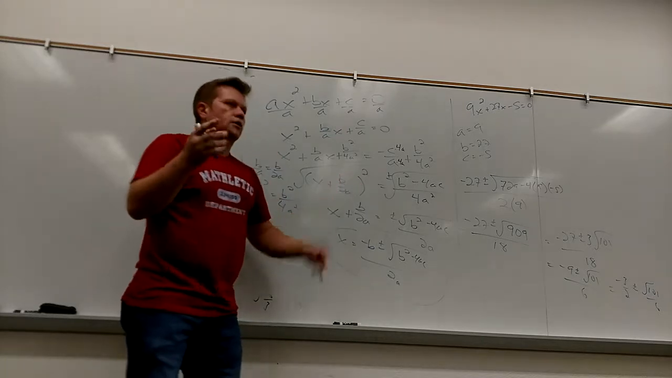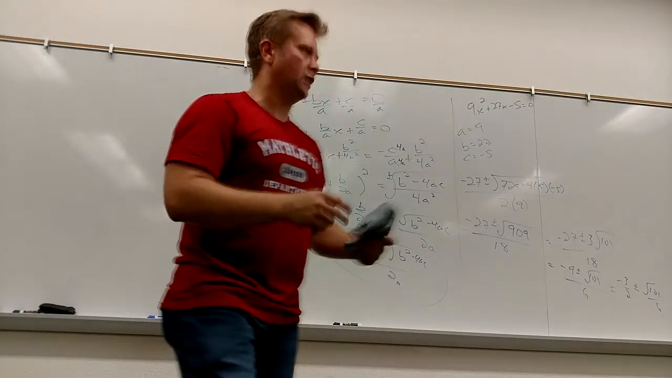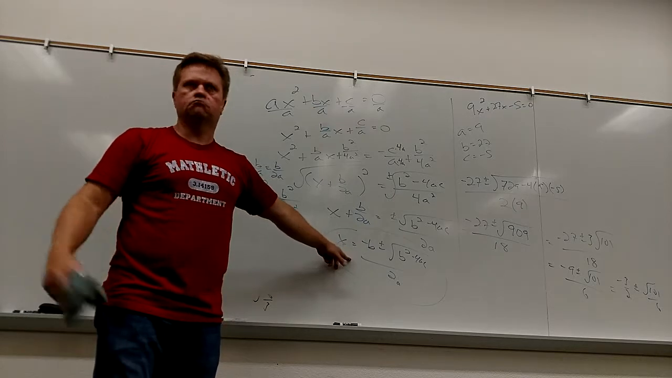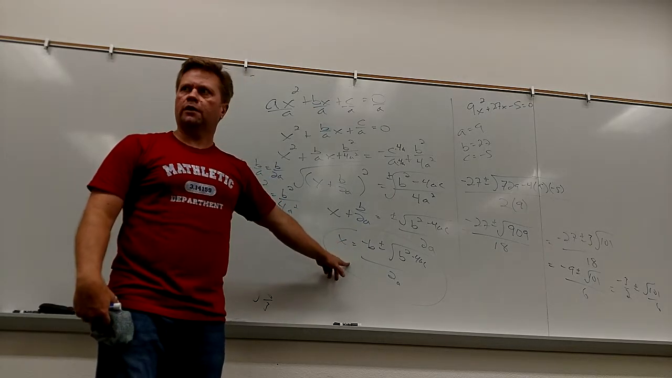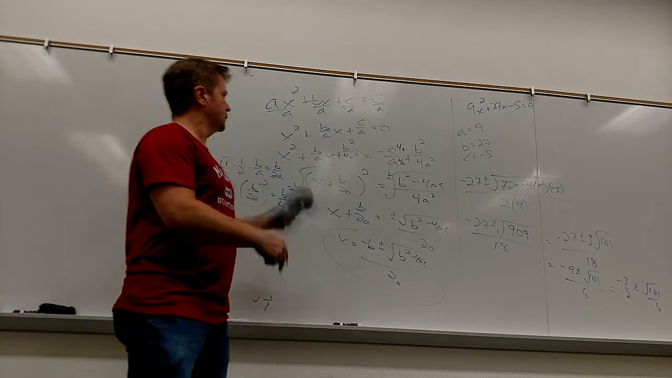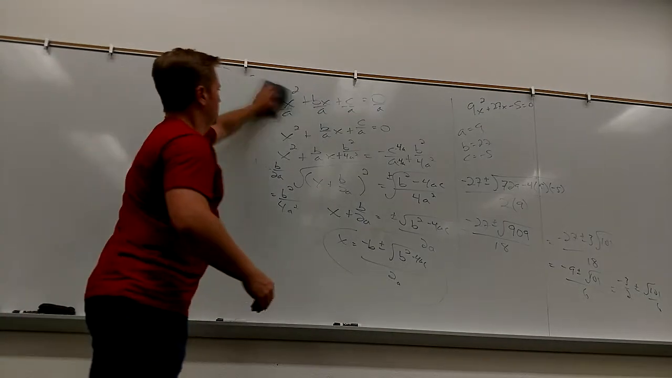Okay. So, if you didn't know the quadratic formula, now you see where it came from. You must memorize this. All right. When I become senile later in my life, I'll just be waddling around town saying this: negative b, plus or minus. Okay.